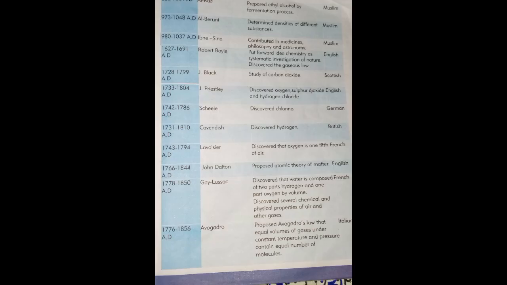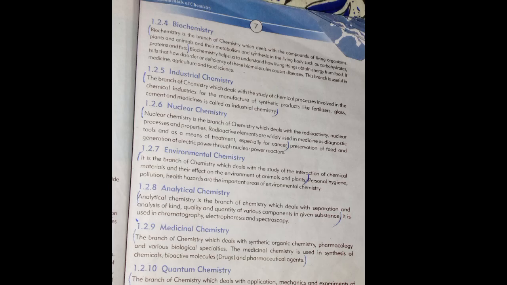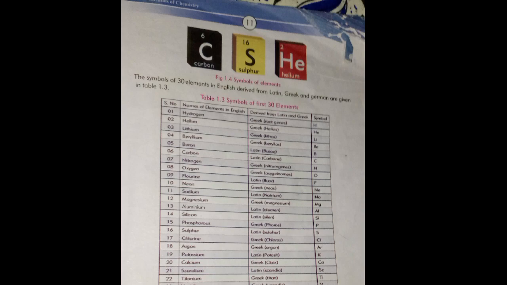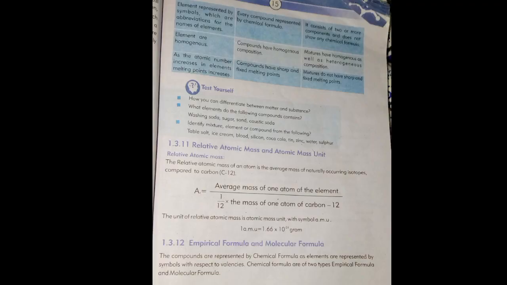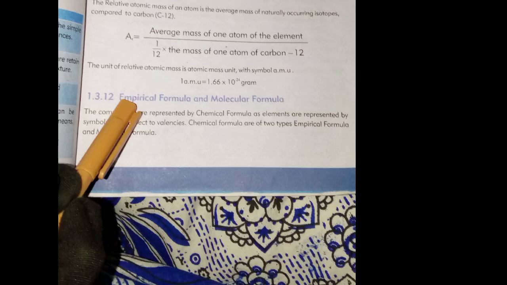Molecular formula, empirical formula, molecular mass, formula mass. Inshallah, 100% explanation in one shot. As you watch, our chapter has started. And in all this theory, we will just focus on the most important topics, inshallah. We will start our topic from here, so let's start.